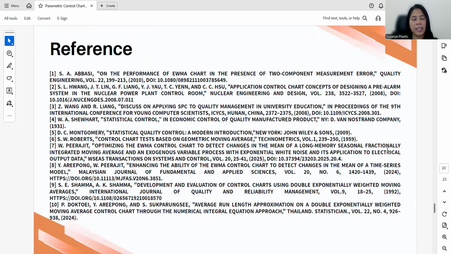And this slide is the list of references related to control charts: ELMA, MA-ELMA, and ELMA-MA.